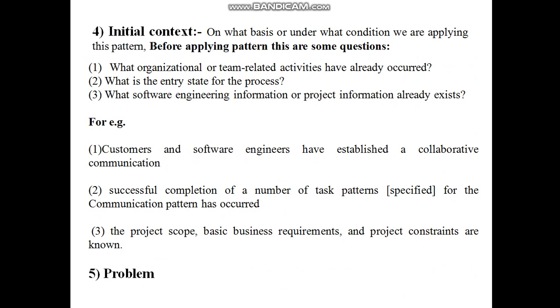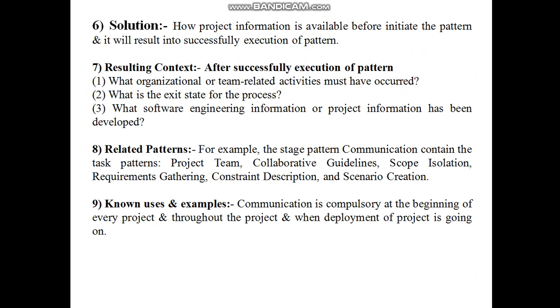Then problem, this is the next. Then next is a solution. That means how the project information is available before they initiate the pattern, so that it will result into the successful execution of pattern. Then resulting context.